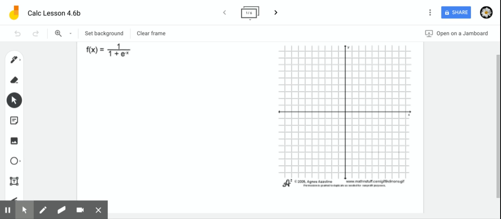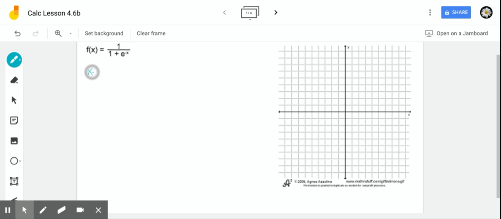We're going to take a look at another function, and we're just going to use the same information we've been working with in 4.6 to make a really good graph. So this function is a little bit different than one we've seen. It's 1 over 1 plus e to the negative x. So we're going to start with just our basic things like intercepts.